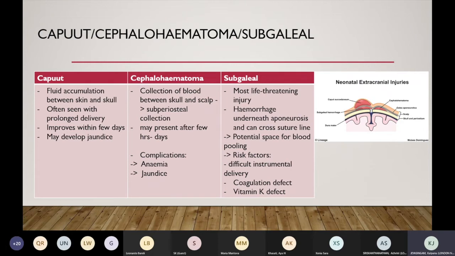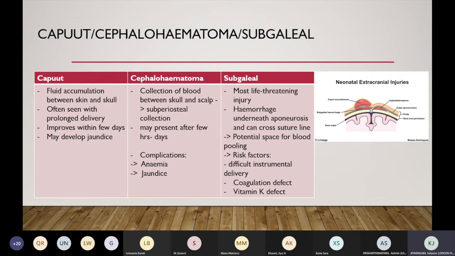Starting with the caput, it's fluid or blood accumulation between the skin and the skull, and it's often seen with prolonged delivery, and it usually improves within a few days. Some of these children might develop jaundice because it's a pooling of blood that then gets broken down, and as a result they can have jaundice. Cephalohematoma is a collection of blood between the skull and the periosteum, a subperiosteal collection, and may present after a few hours to days. Again, complications could be anemia or jaundice.